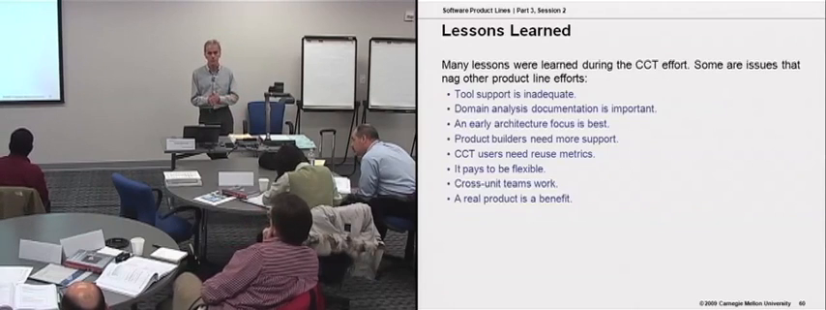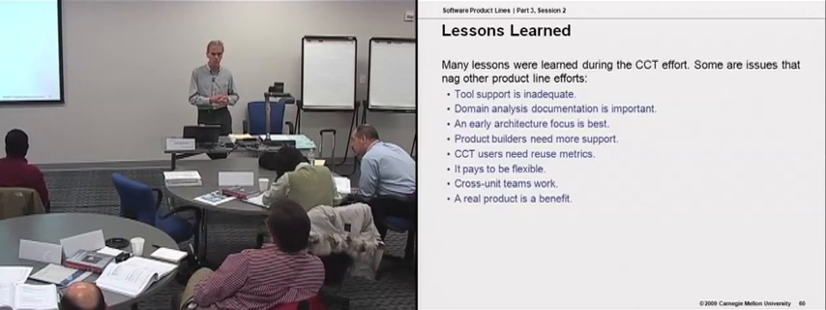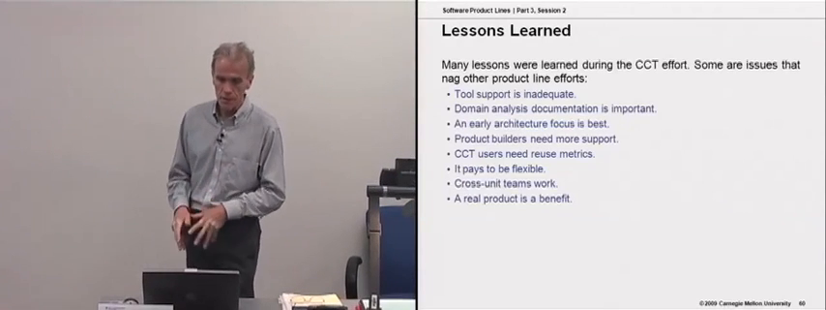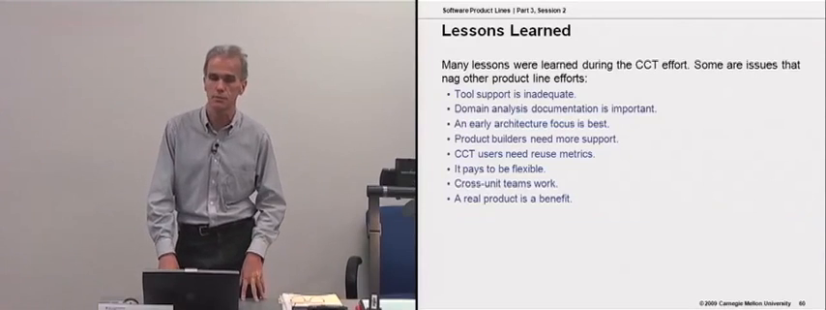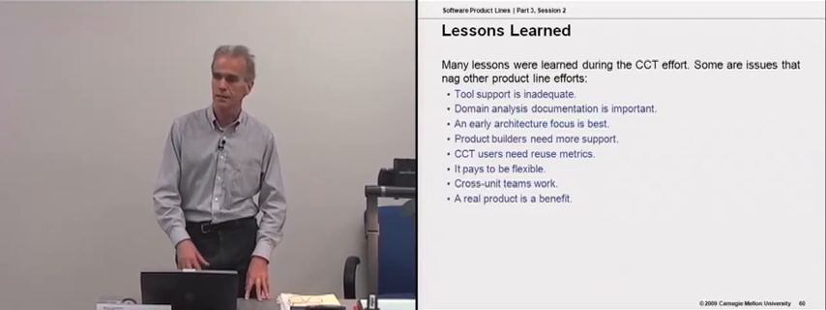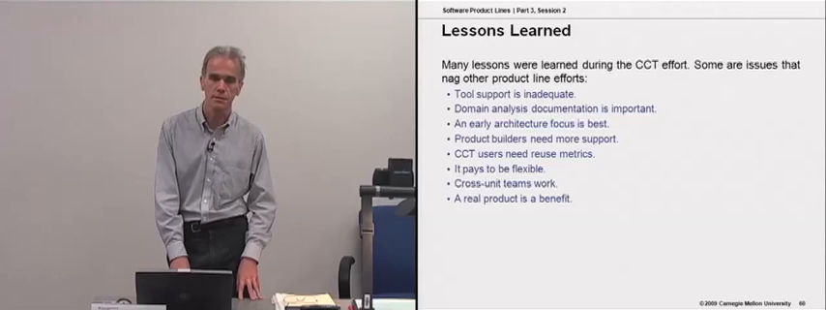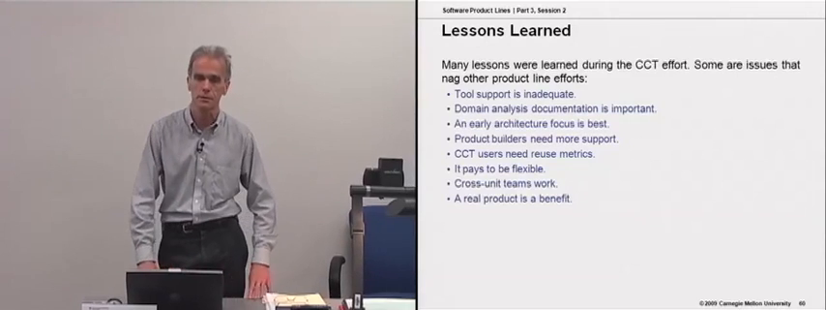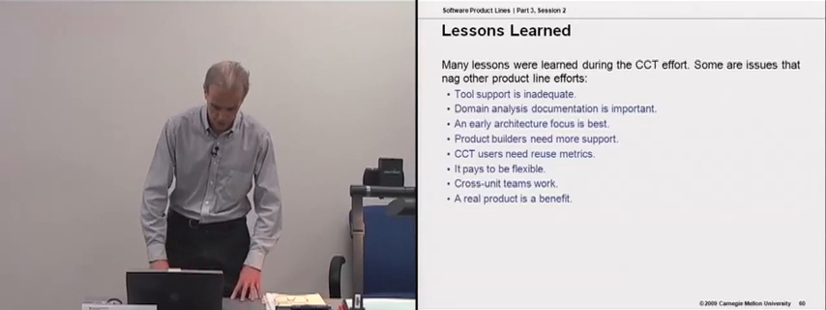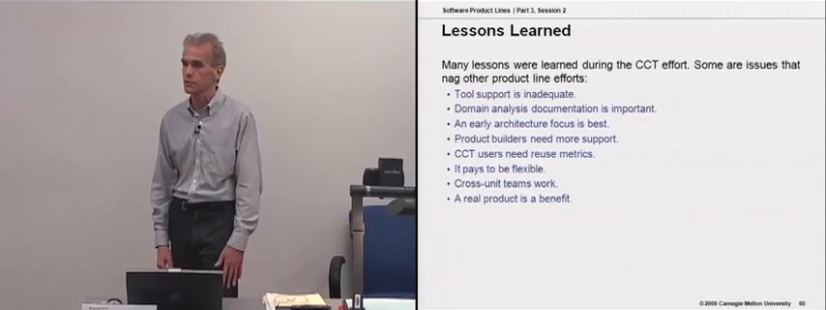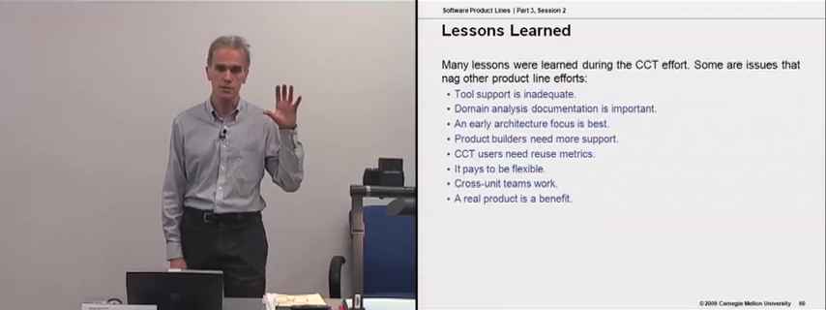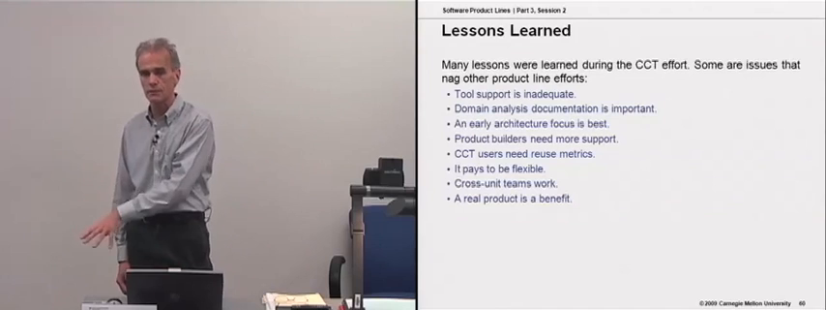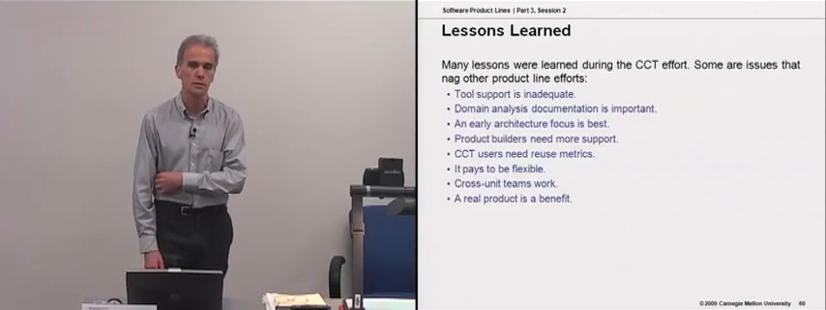They certainly appreciated the benefits of having an architecture to avoid the architecture mismatch problem. Product builders do need more support than a list of components and a list of variation mechanisms. They really need a product builder's guide or a production plan that shows how to go from generalized generic assets to specific implementations on specific platforms for real products.